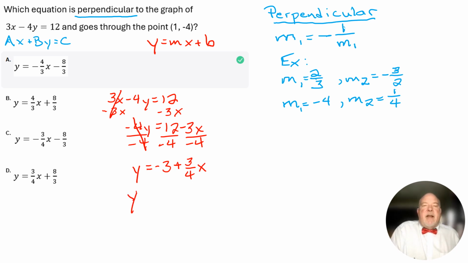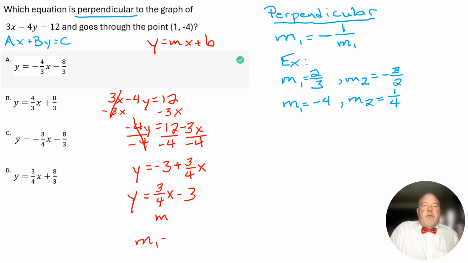So I'm going to do that. And so y equals 3/4 x minus 3. So there's my m. The whole point of that was to find out what the slope of that line was, so I put it in slope-intercept form so I could find it. So the m is 3/4. That means my new m is going to be -4/3. So I'm going to take the opposite and flip it over.